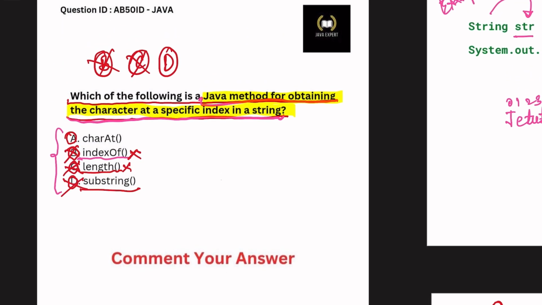Option D is wrong. Okay, only one option is remaining now. Option A. This is an MCQ, so you can assume option A would be correct. But let me tell you how it is correct and why it is correct. Okay, let me tell you first the purpose. The charAt method gives you the character at the exact index you specify.